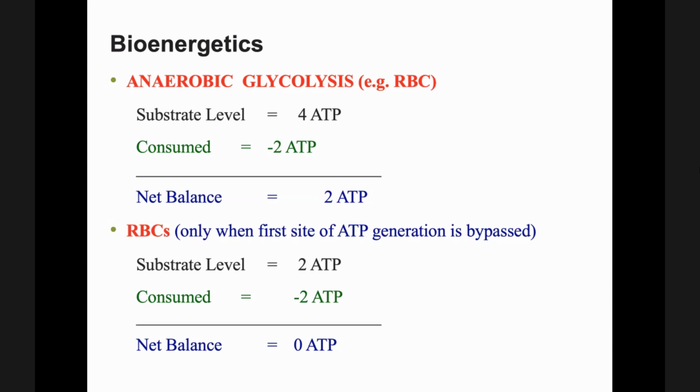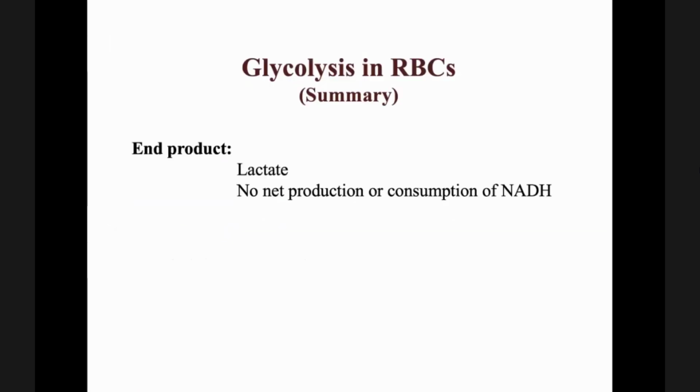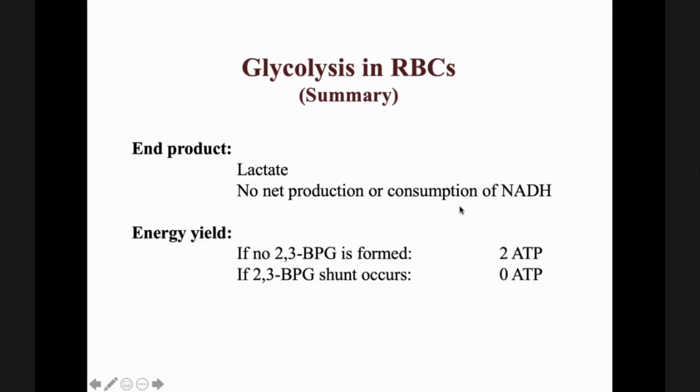So the anaerobic glycolysis will produce 4 ATP and consume 2 ATP, and there is a net of 2 ATP. This is the general case. However, in the red blood cells, when the first site of ATP generation is bypassed, the net balance is 0. So in summary, the glycolysis in red blood cells has lactate as the end product, and there is no net production or consumption of NADH, so no energy can be produced from NADH. The energy yield, if there is no detour to the 2,3 bisphosphoglycerate, will be 2 ATP. However, if the shunt or detour of the 2,3 bisphosphoglycerate is present, we will have only 0 ATP in the cells.